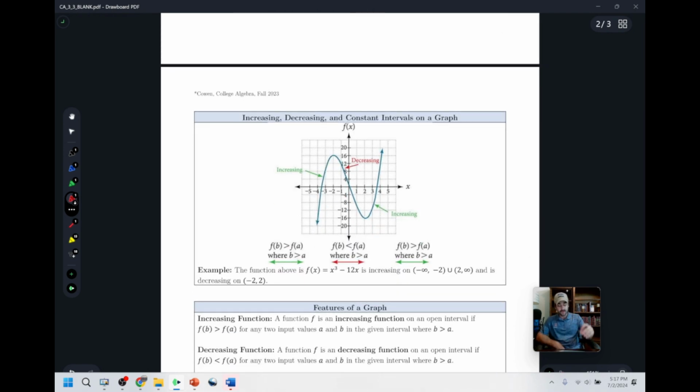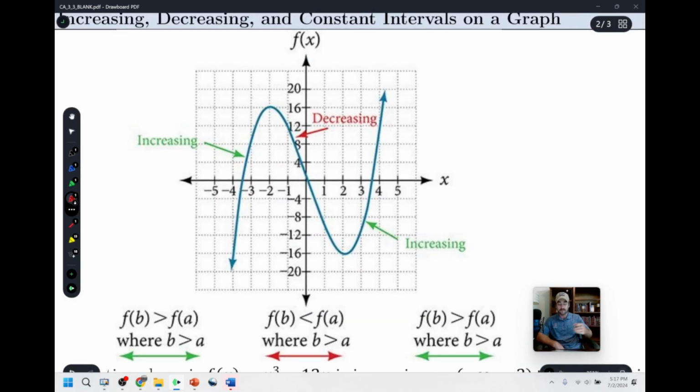We're not going to do too many problems with this, but we're going to look at sections of a function, and we're going to say, okay, we can define the intervals where functions have specific characteristics. So for instance, right here where it's green, that function is from left to right going up. So we'll say that's increasing.